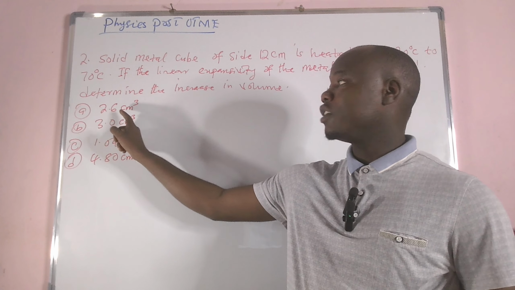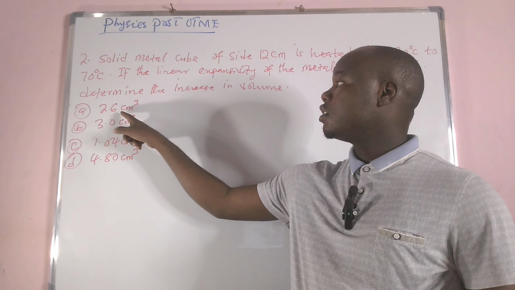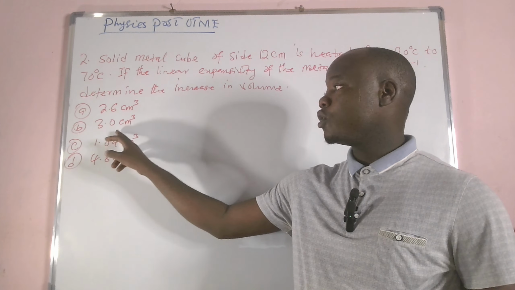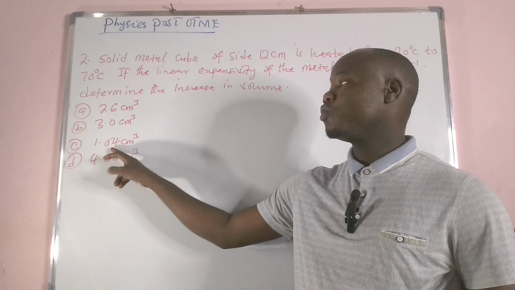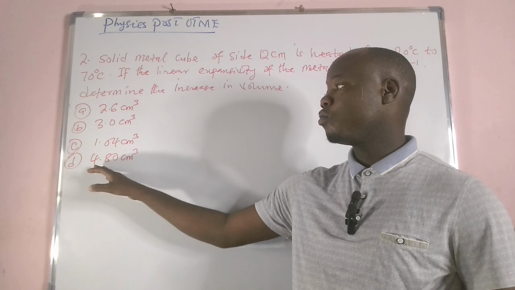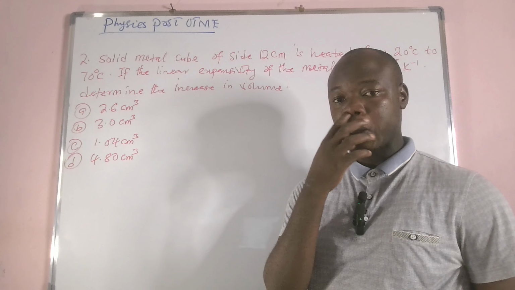And we have the following options. A, we have 2.6 centimeter cube, we have 3.0 centimeter cube, we have 1.0 centimeter cube, and we have 4.80 centimeter cube.